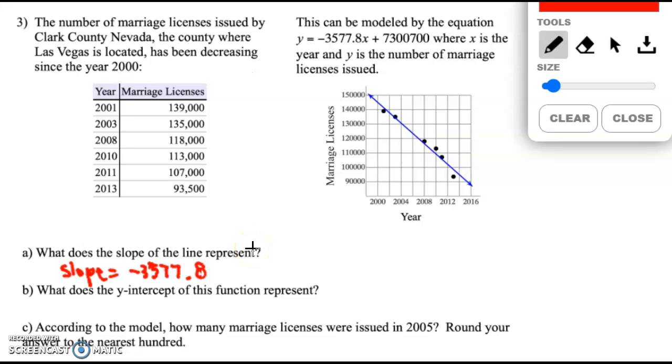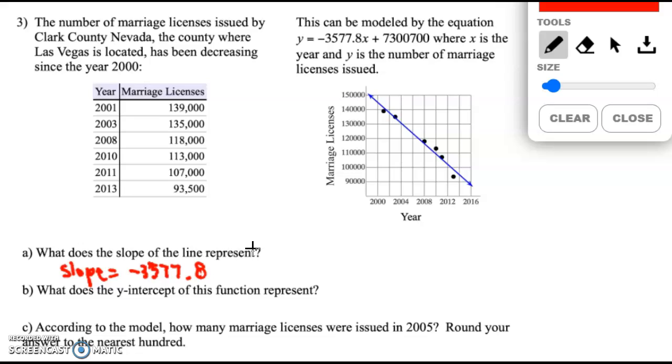So the slope is negative 3,577.8. Why is it negative? Because it's going down. Remember the slope: positive is up, negative is down. This is a negative slope. And slope is another name for unit rate. That means every time x changes by 1, how much does the y change? That's what the slope is.